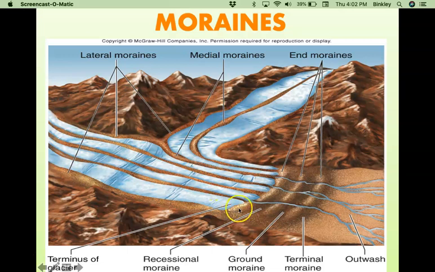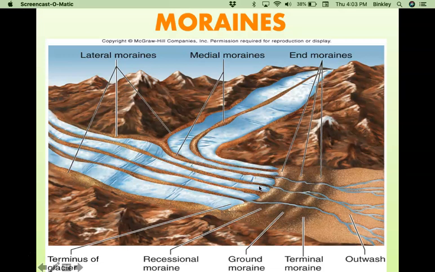We're going to jump down to the end of the glacier. Remember, the end of the glacier is called the terminus. All right. And what we have in front of the bottom of the glacier, in front of the terminus, we call an end moraine. Why? Because it's at the end of the glacier. All right. However, we've got 2 kinds of end moraines. We've got a terminal moraine and a recessional moraine.